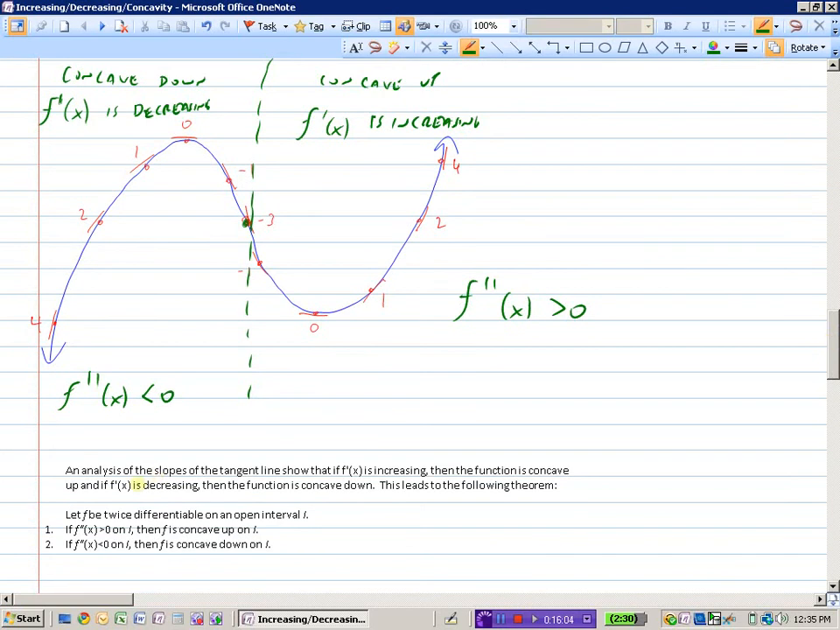So an analysis of the slopes of the tangent line show that if the derivative is increasing, that's what happened here, then the function is concave up. And if the derivative is decreasing, then the function is concave down. So this leads to the following theorem. If we have a function that is twice differentiable, in other words, you can take the derivative twice, then if the second derivative is greater than 0 on an interval, then the function f is concave up on that interval. And if the second derivative is less than 0 on the interval, then f is concave down on that interval.